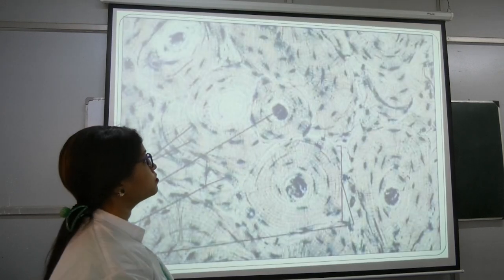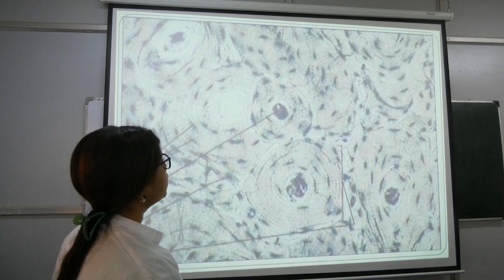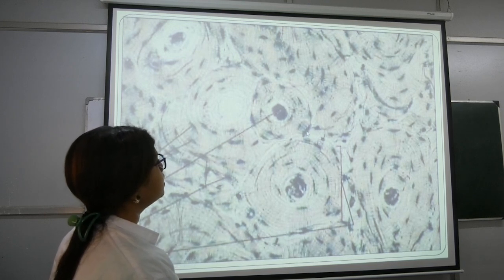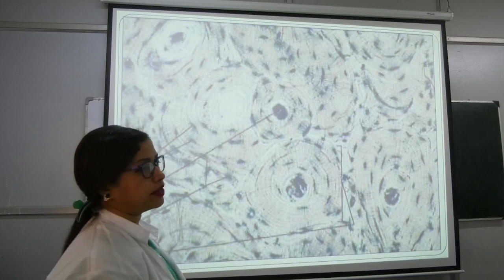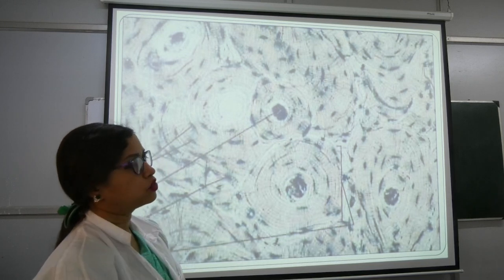See, this is also the same slide. This one is the central canal. These are the lacunae. These are the concentric lamellae. And from one to another there would be Volkmann's canal. Now go and see the slide.